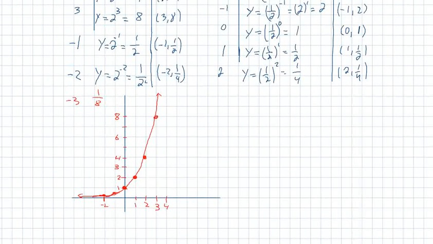So, the first point I had was negative 3, 8, right? Negative 2, 4. Negative 1, 2. 0, 1. 1, 1/2. 2, a quarter. So my graph is going to be like this. Right?